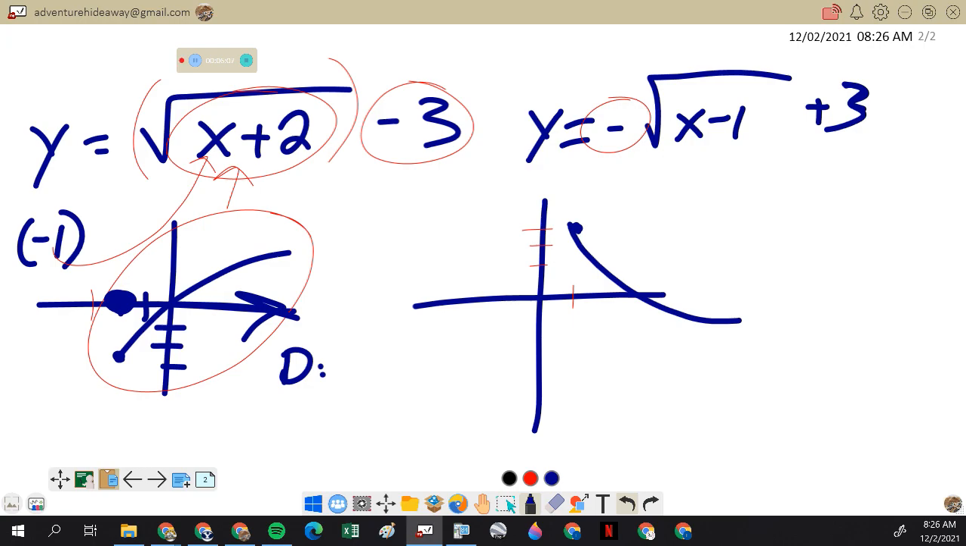Have you guys done interval notation before? I don't remember. So you could say x is greater than or equal to negative 2. Or you can say something like this. You done that before?